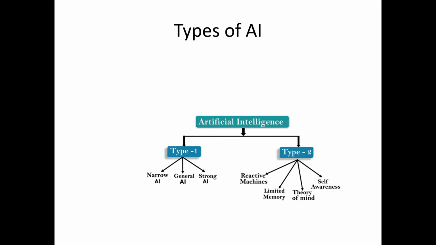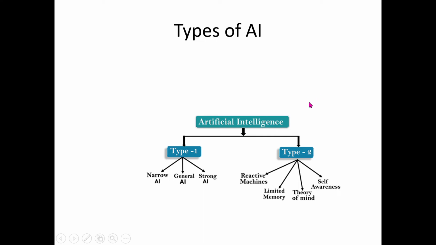Hello friends, the topic of today's video is the types of artificial intelligence. In the previous videos I have discussed the definition and concept of artificial intelligence, and examples of artificial intelligence. Then in the second video, the applications, the roots and the disciplines used for artificial intelligence were discussed. And in this video we are going to discuss the types of artificial intelligence.